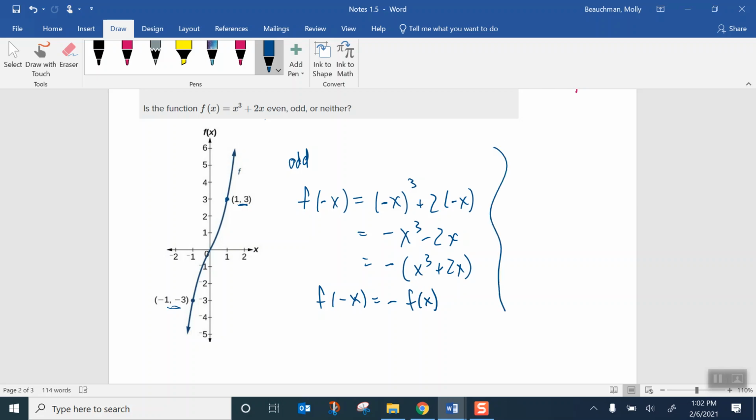Okay? If the function were even, such as y equals x squared, if you substitute a negative x in there, you'll end up with the function that you started with. So f of negative x equals the original function.